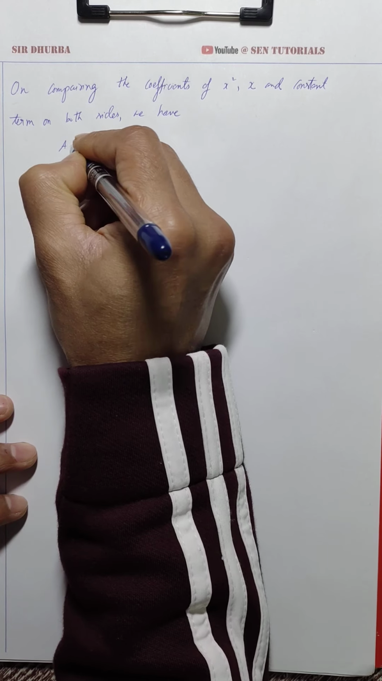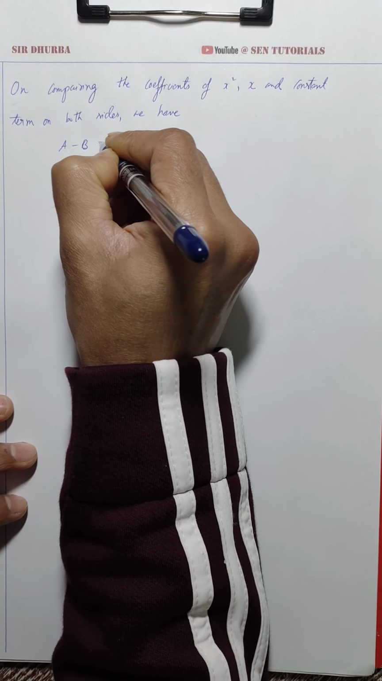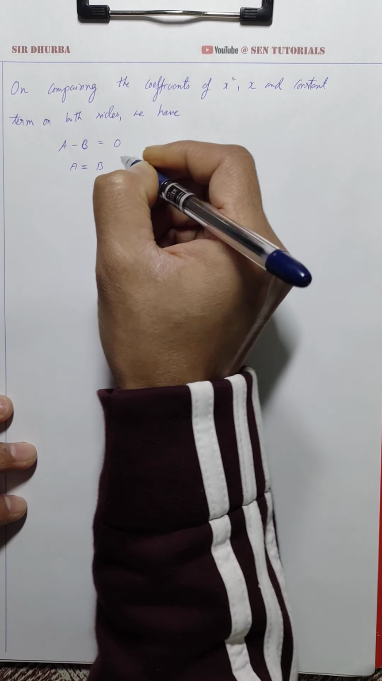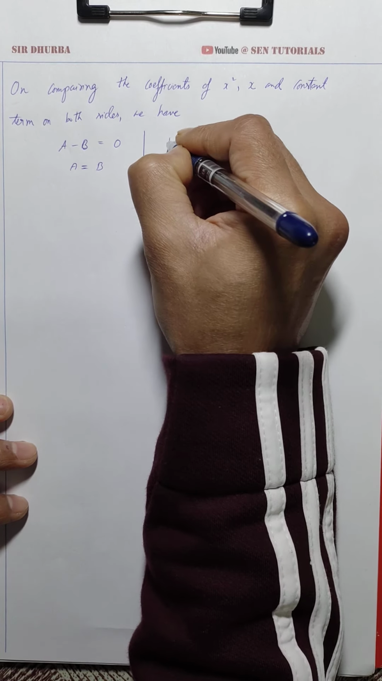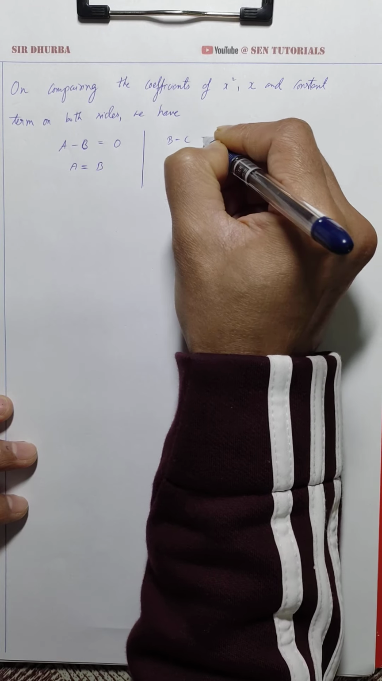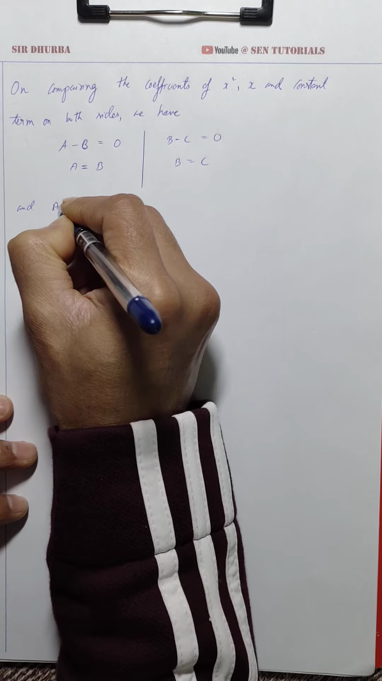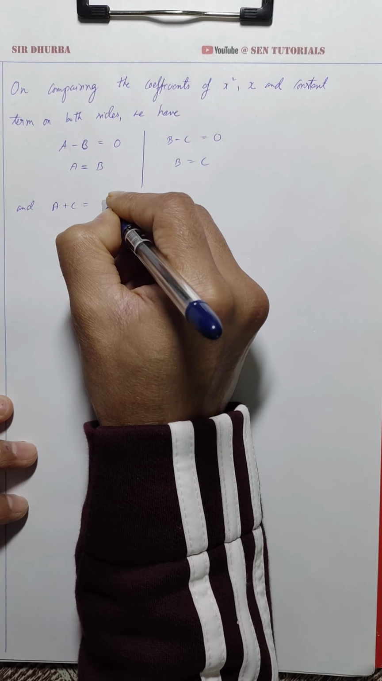So we can write it as a minus b as 0. So from there we can have a equal to b. The other term b minus c also equal to 0, so that is b equal to c. And a plus c is equal to 2.